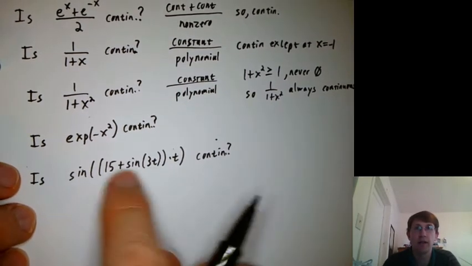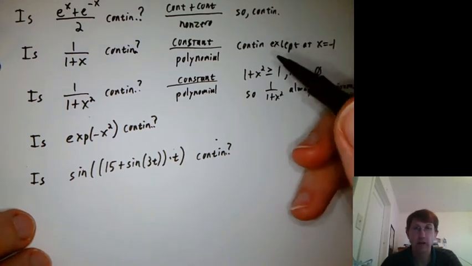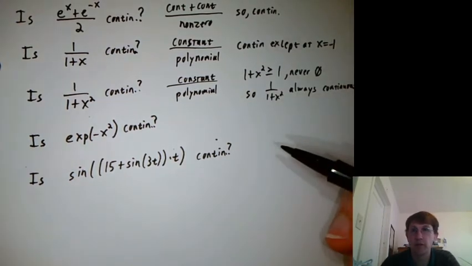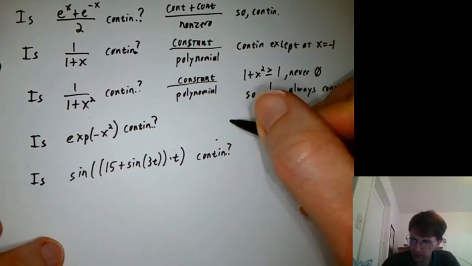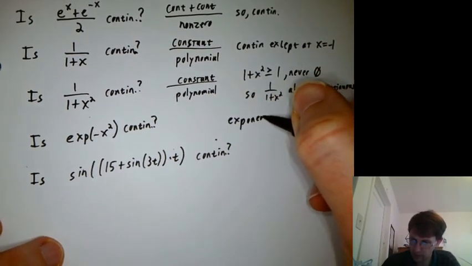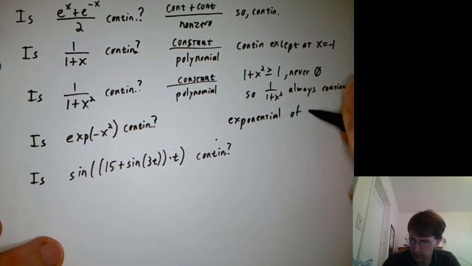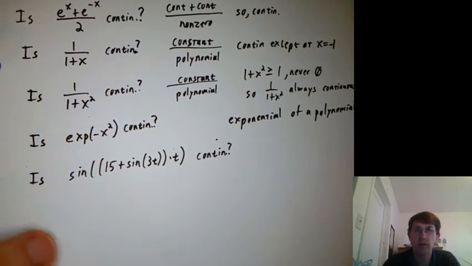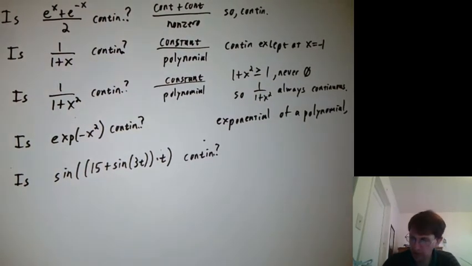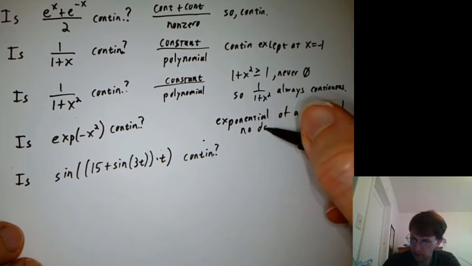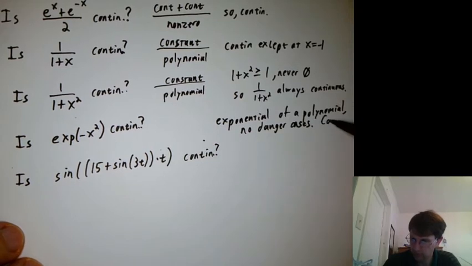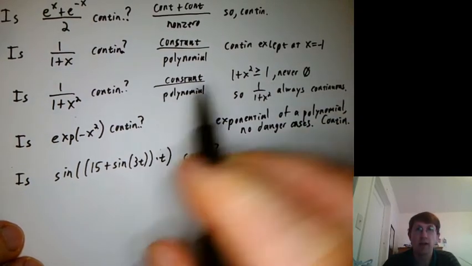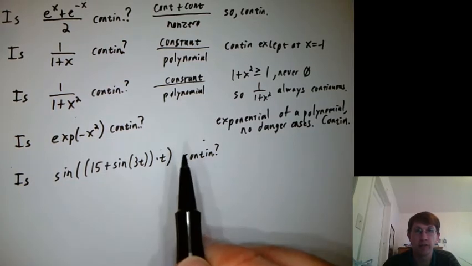How about e to the negative x squared? That's an exponential of a polynomial, a continuous function of a continuous function. And there's no danger cases like I talked about in the other video. So that's continuous. That is basically the classic bell curve in statistics.